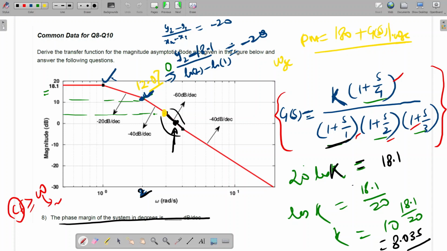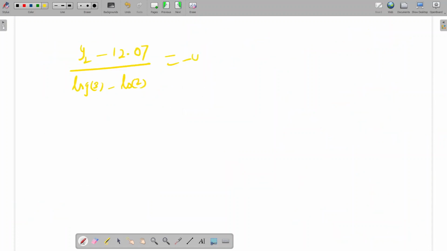One second. So minus 20 and minus 20 again, one pole came, no? So it will be minus 40. So we should put here minus 40. Should be equal to minus 40. Is it clear up to now? So y2 value we can calculate. Y2 is equal to minus 40 into log 3 minus log 2 plus 12.07. Is it clear up to now?